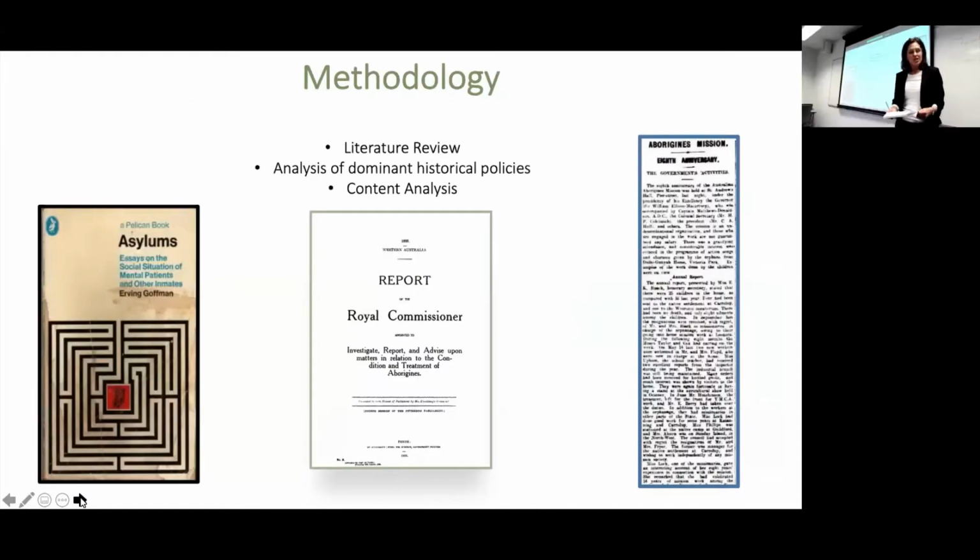So my methodology for this was qualitative research, and I used three different methods. One was the literature review. One was an analysis of key dominant historical policies. And in order to understand the media's role and how the settlement was represented, I undertook a media analysis, in which I reviewed newspaper articles in Trove, which I limited to the search of the West Australian newspaper, the Moore River Native Settlement, and between the dates of 1917 to 1951.